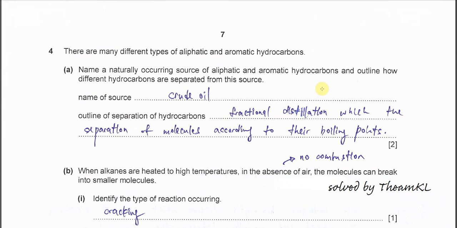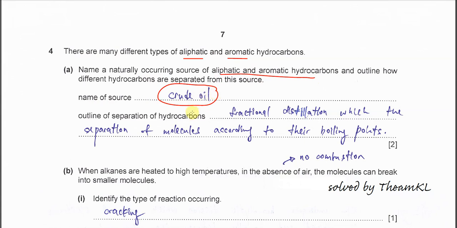Question 4. We know that hydrocarbon has aliphatic and aromatic. Part A. Name a naturally occurring source of aliphatic and aromatic hydrocarbon and outline how different hydrocarbon they separate. So the name of the source is crude oil. Crude oil has many different hydrocarbon.